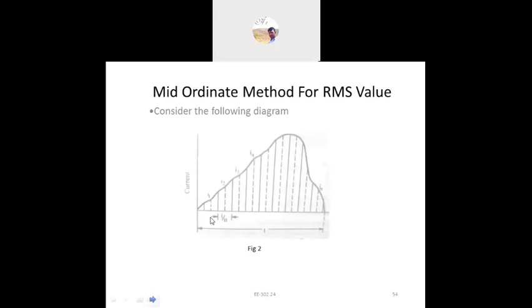Here we can see the instantaneous values of time, dividing the time T into n equal intervals, each of T by n seconds. Let the magnitudes of the instantaneous values be I1, I2, I3 and so on, with the alternating quantity passed through a resistor.